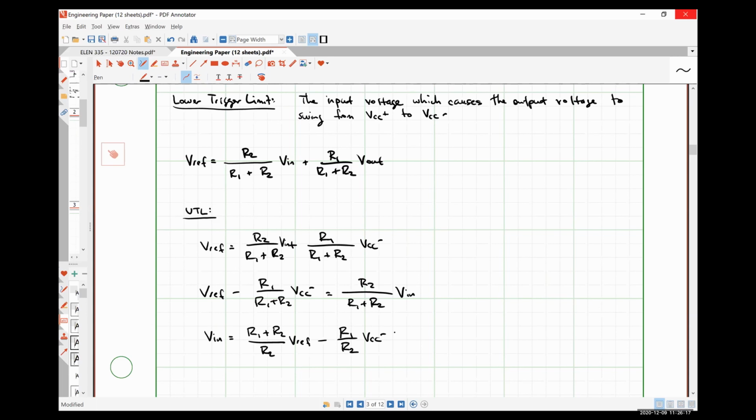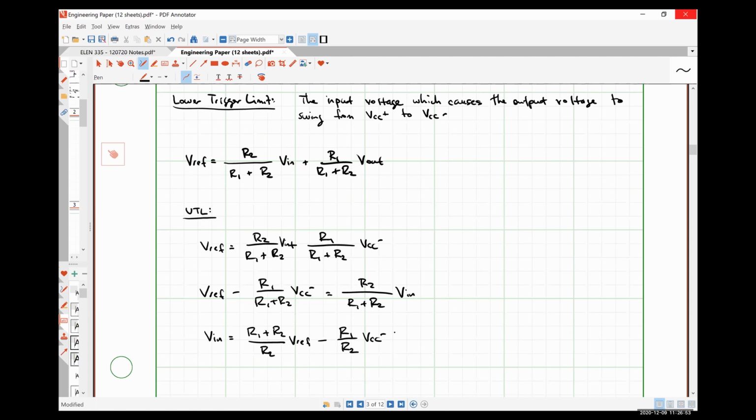Everybody follow my algebra there, right? I made the substitution because I'm trying to find the upper trigger limit, so I know that my output should be low and is going to high. Then I simply did algebraic rearranging. I moved this term to the other hand side and then multiplied by a factor of R1 plus R2 divided by R2, because dividing both sides by this fraction is the same as multiplying by the reciprocal. Because math, right?